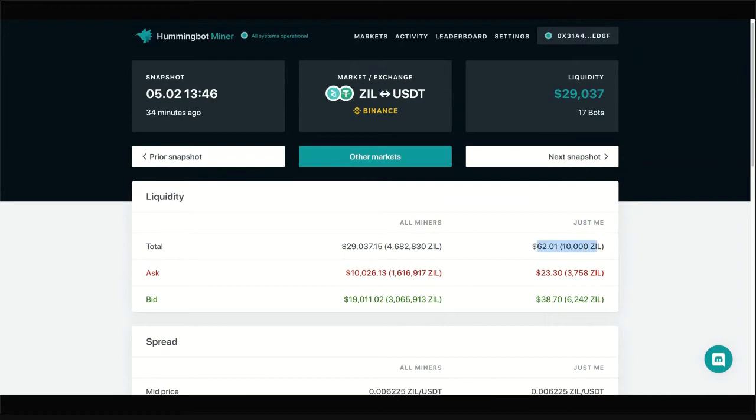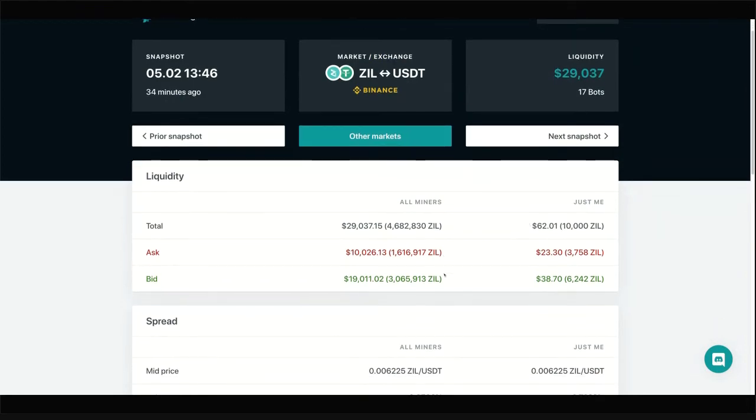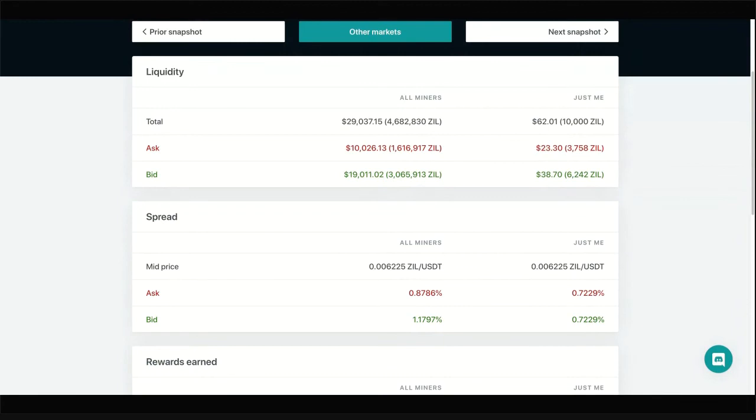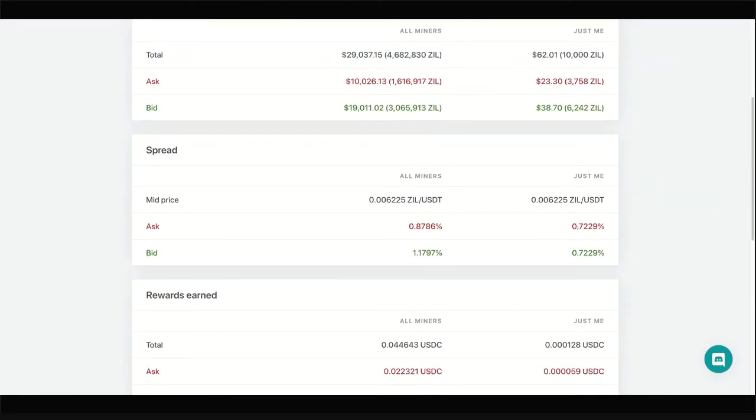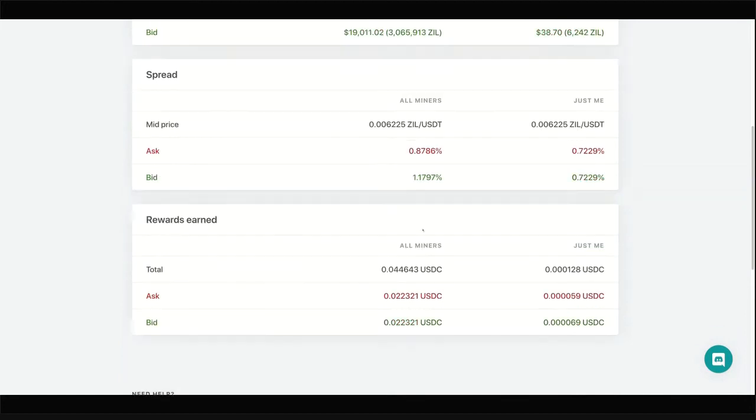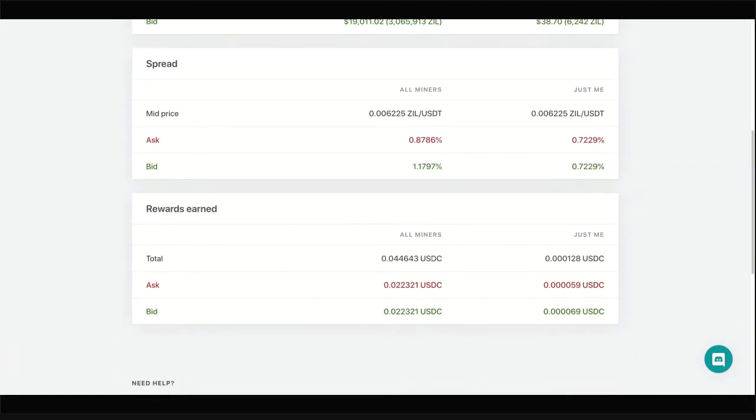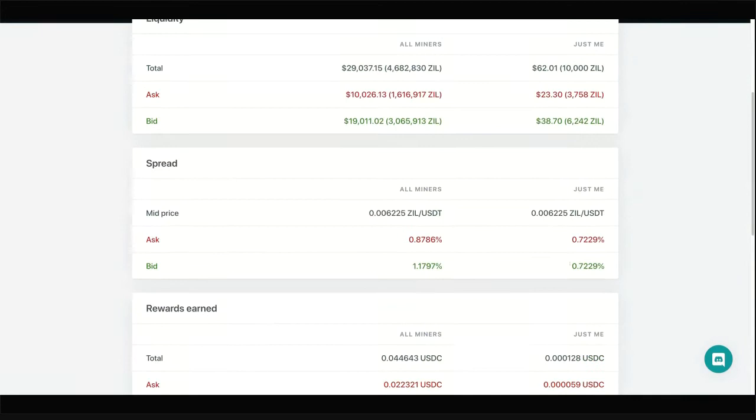And of that, I had $62 worth of Zilliqa. That's basically the two orders that you saw just now in my Hummingbot. This is a distribution between ask and bid. You can see I'm actually setting my spreads a bit tighter than the average of everyone else in the market. I'm around 0.7% spreads, bid and ask. Everyone else is around 1%. Everyone in the last minute collectively made about 4 cents, and of that, I made about 0.01 cents.